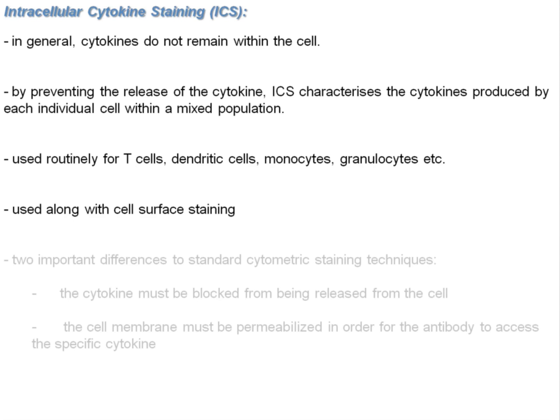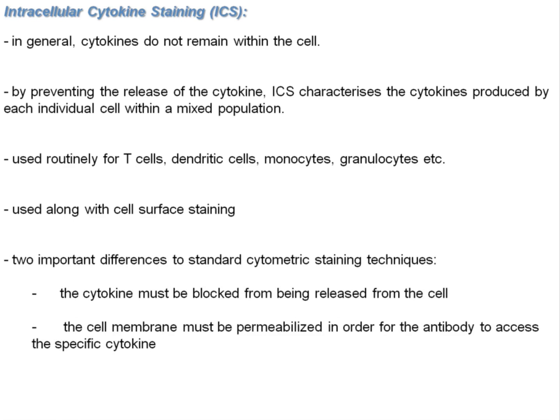I guess two things to note that are different to your classical, maybe more basic cytometry staining. The first thing is, again, to reiterate, we have to block the release of that cytokine. Usually, if we're doing intracellular protein staining, the protein isn't naturally secreted out, but with cytokine staining, we need to block the release of that cytokine. And then in order for us to stain and tag intracellularly, we need to be able to permeabilize the cell membrane so that we can allow the access of that antibody into the cell to stain its specific cytokine.